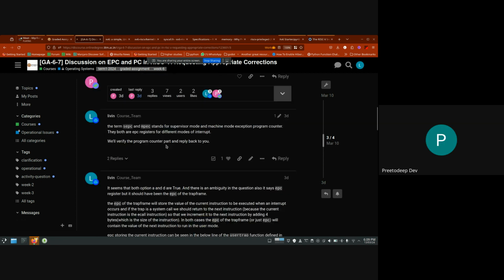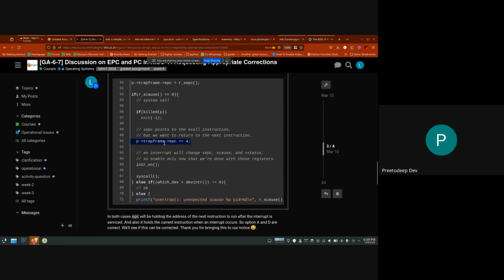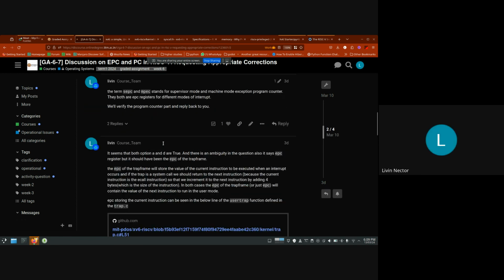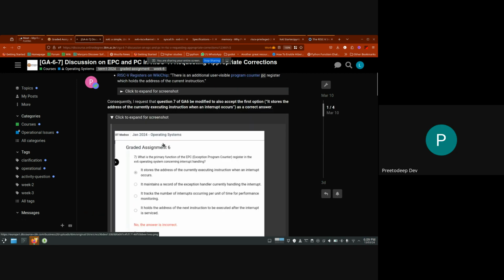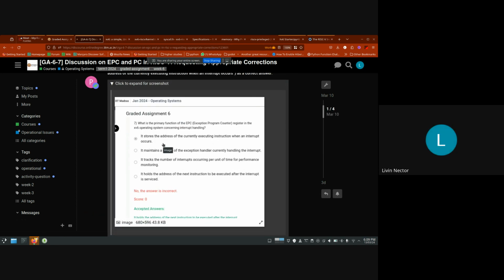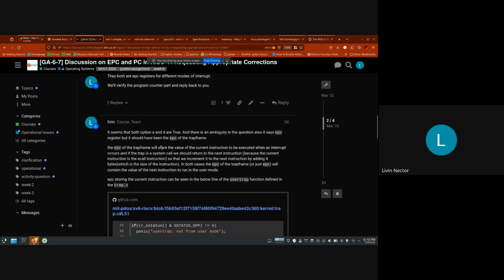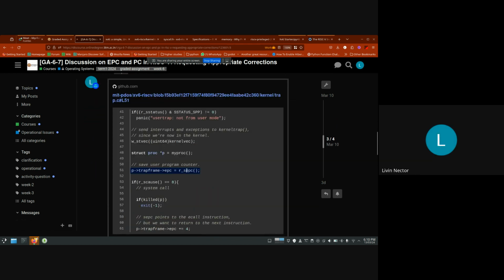So when you say the question should mention the EPC of the trap frame and not the EPC register, if it were to actually mean the EPC register itself, what would the answer have been in that case? In that case, the SEPC register always has the value of the program. So when an exception occurs, this SEPC register will have the current instruction there.